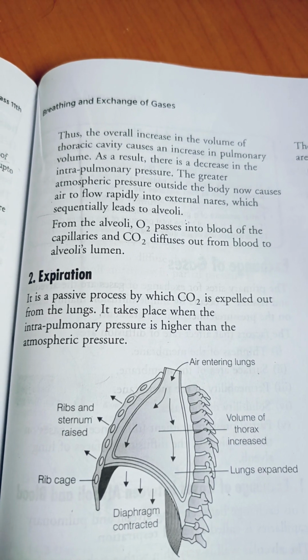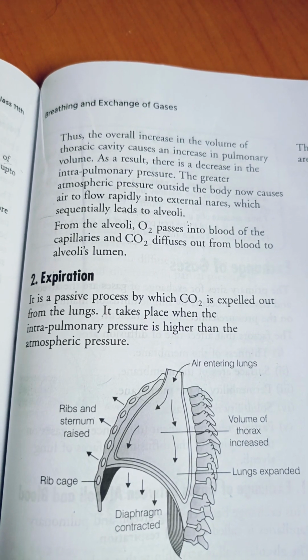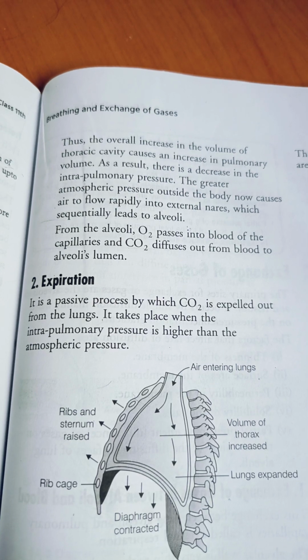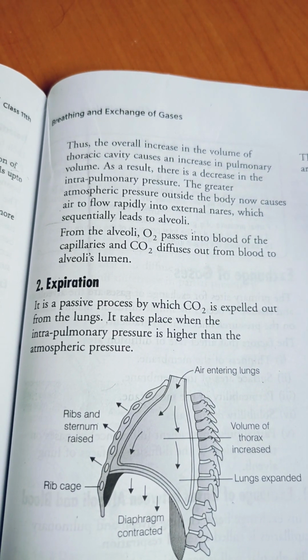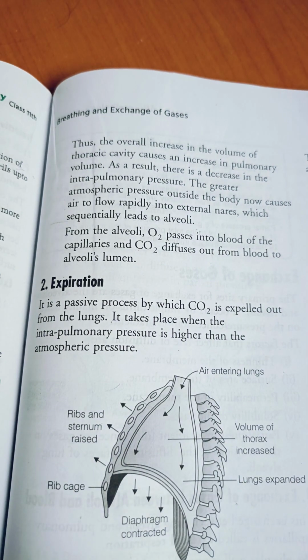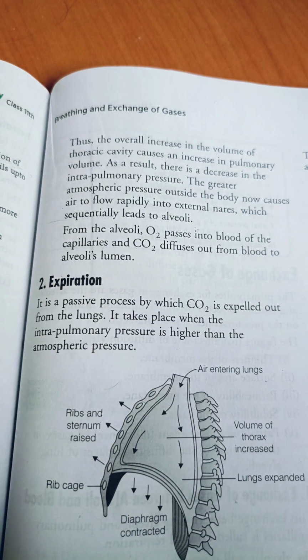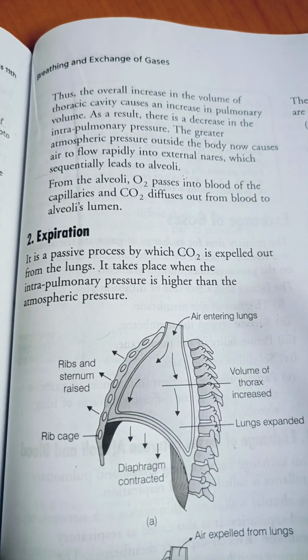अंदर का वॉल्यूम बढ़ा देते हैं, they increase volume. By that, pressure is decreased. As atmospheric pressure is more, the air is taken in through the nostrils, and from the nostrils it is taken to the alveoli. Now expiration.